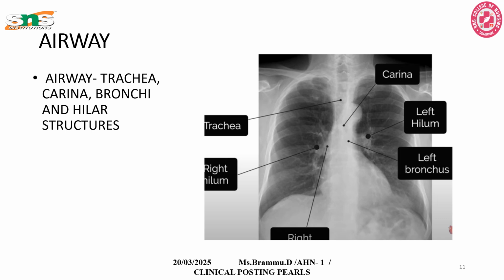Starting from A, which is the airway, as I told you. So the airway starts from here, and you can see the picture denoting the trachea, very well seen. And then C: in the airway you also look at the Carina space and the bronchi, the left and the right bronchi which are dividing, and of course the hilar structures, the left and the right hilar structures.